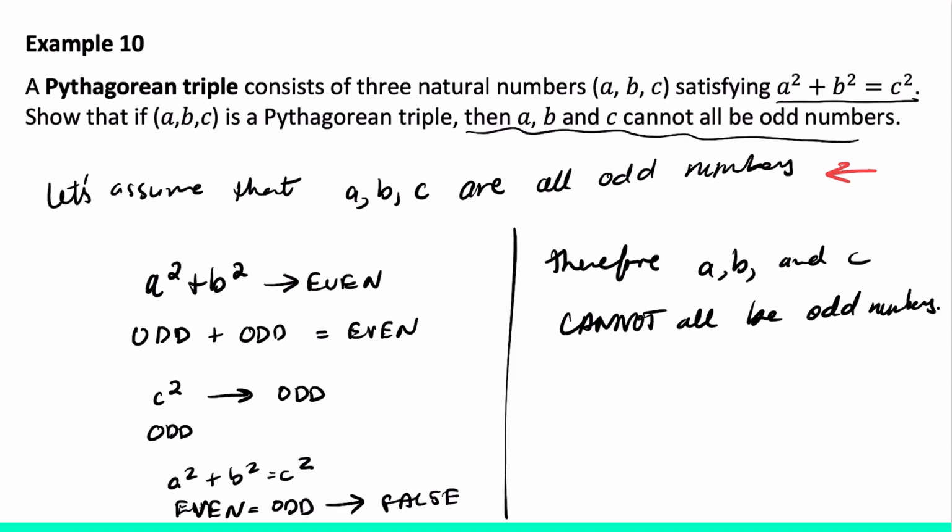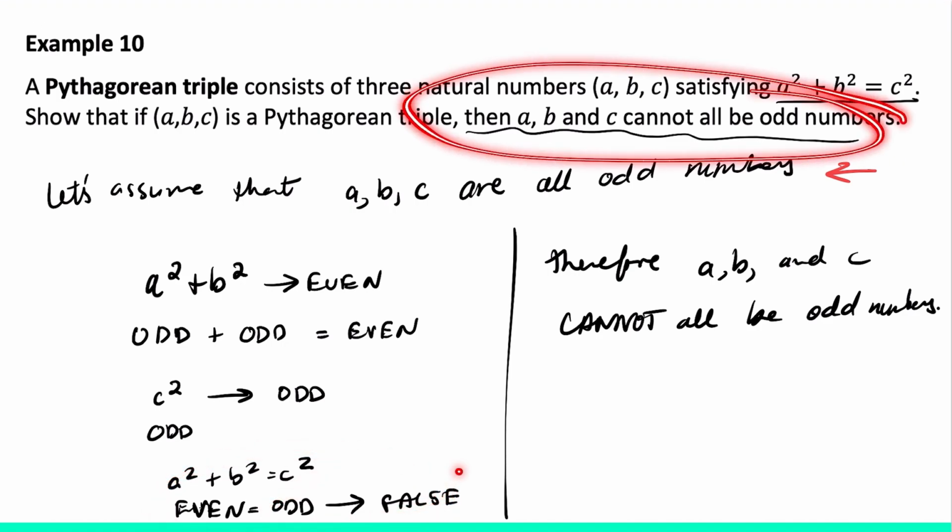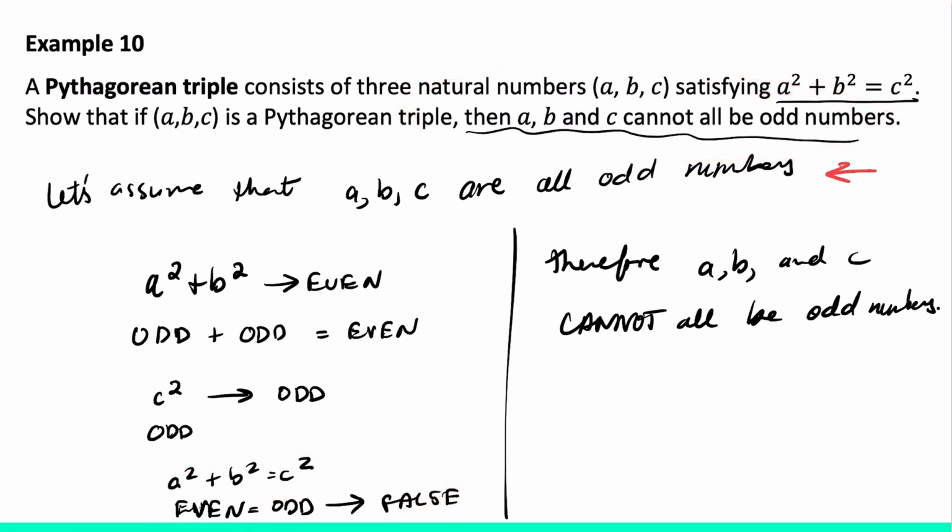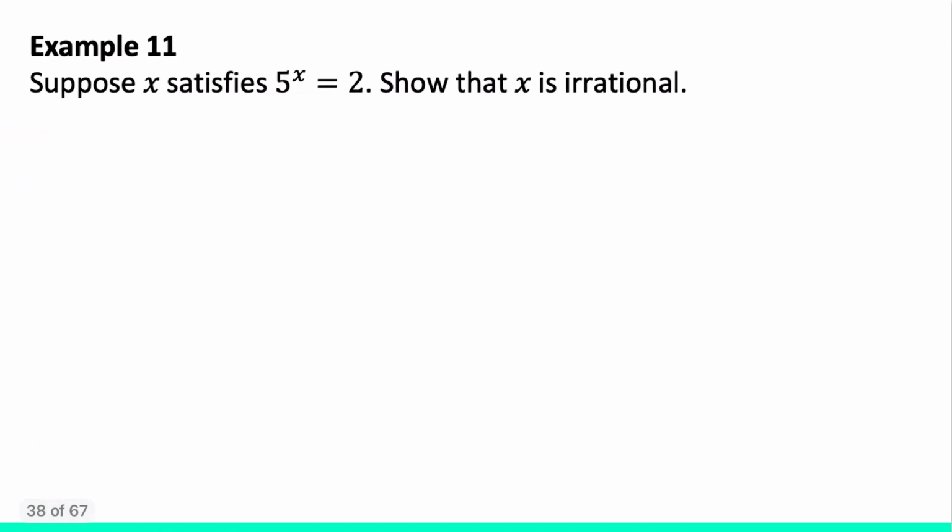So we're writing the opposite, proving that it breaks down. Since it breaks down, the original statement must be true. All right, let's try this one. So suppose that x satisfies 5 to the power of x equals 2. Show that x is irrational. So again, really difficult to prove this.